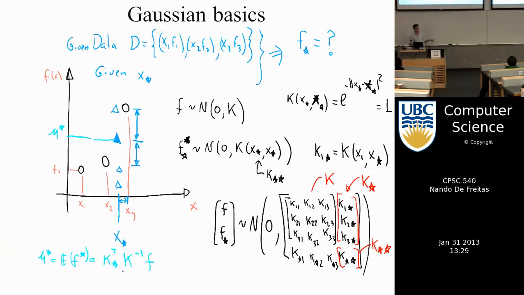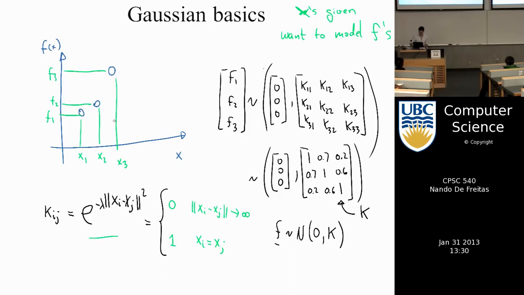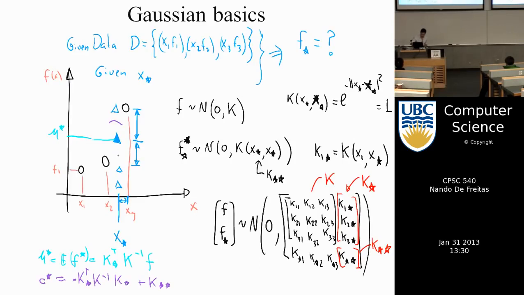I also can use the theorem and get the covariance. It's sigma star, which, I'm just reading it off here from my notes, is equal to k star star minus k star transpose times K inverse times k star. What this sigma star does is it gives me the variance.